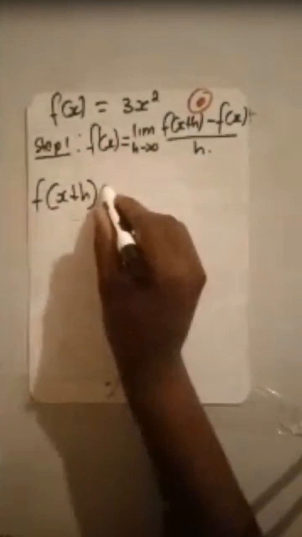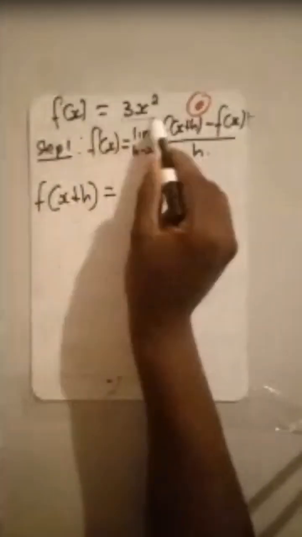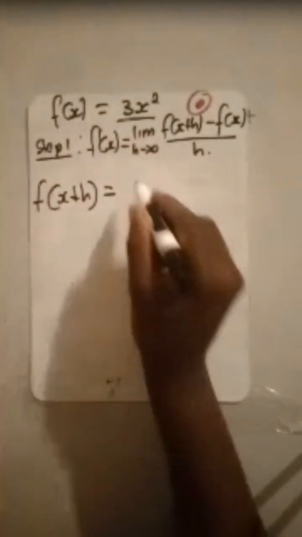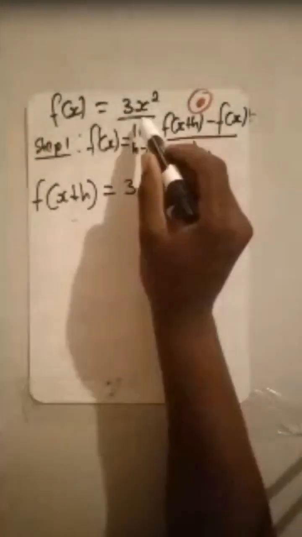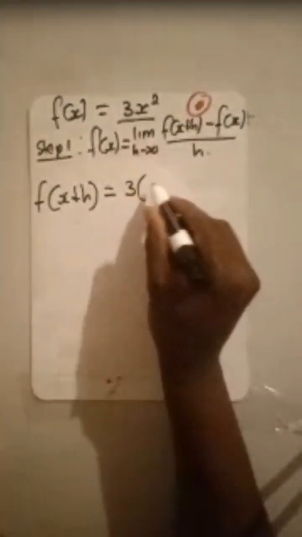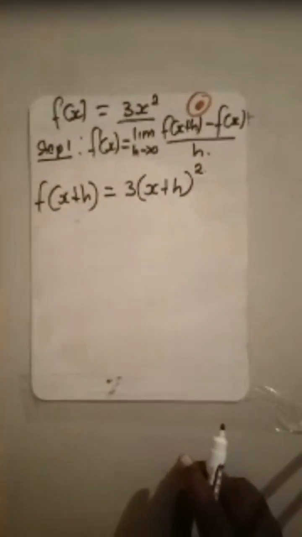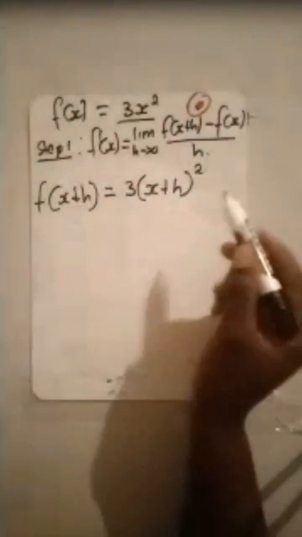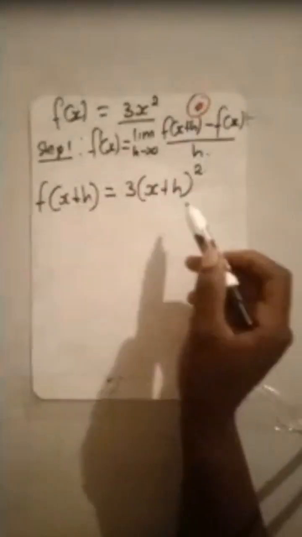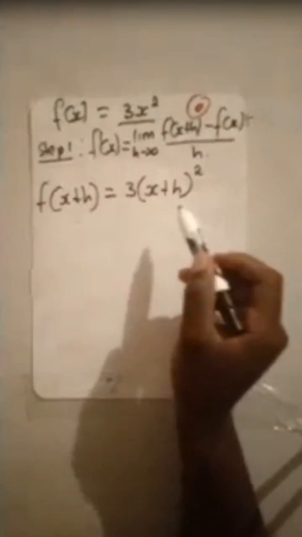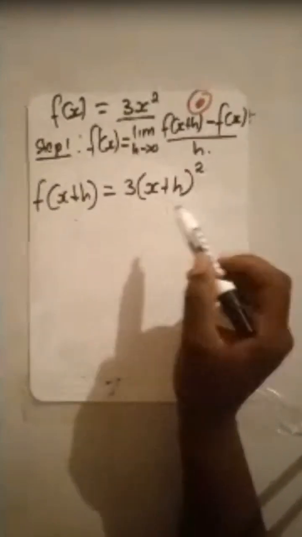So f of x plus h is equal to, remember that we are differentiating that. So remember what I said about function notation earlier. This is going to be 3, and in place of x, I am now going to substitute x plus h. Then don't forget your squared. The expansion here is just a simple expansion of a binomial. By my ways, it will be easier to expand a square of a binomial. How do we do that?